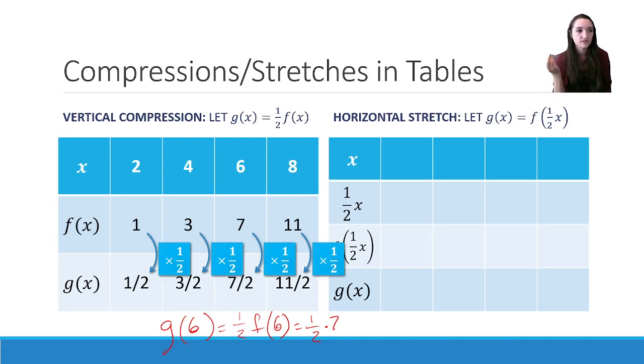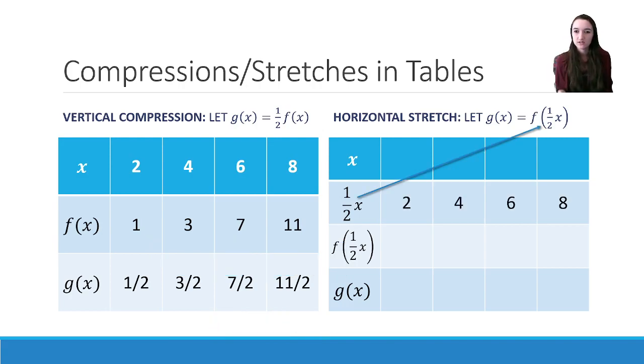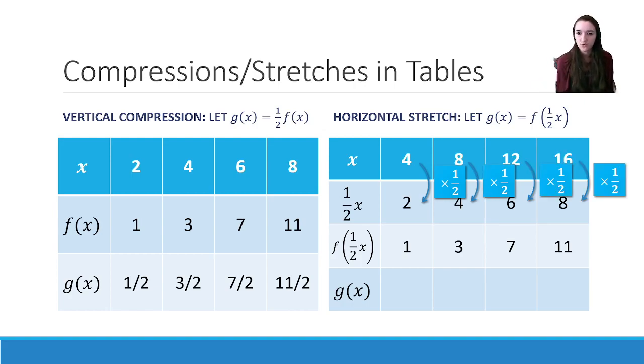But for the horizontal stretch, again, we're going to start off by defining 1/2 x to be the stuff that we know information about, so that f of 1/2 x is, again, the things we know information about. And we look back and figure out, okay, so what was x? Well, 1/2 x equals 2, so x would have to then have been 4, right? Because 1/2 times 4 equals 2. 1/2 times 8 equals 4. 1/2 times 12 equals 6, and so on. So 1/2 x: 2, 4, 6, 8. So x: 4, 8, 12, 16.